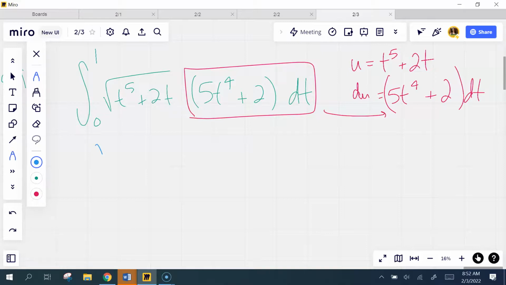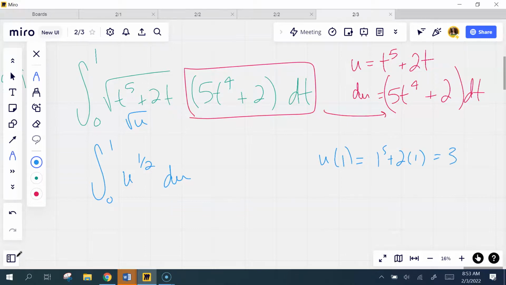All right, so from 0 to 1, if you mess up, it's going to be because you don't change your bounds. I'm telling you, that's where everybody always messes up. So make sure. And I got u to the 1/2 du. I'm going to go ahead and change my bounds. When x is 1, u of 1 is going to be 1 to the 5th plus 2 times 1, which is 3. And u of 0 is going to be 0 to the 5th plus 2 times 0, which is 0.